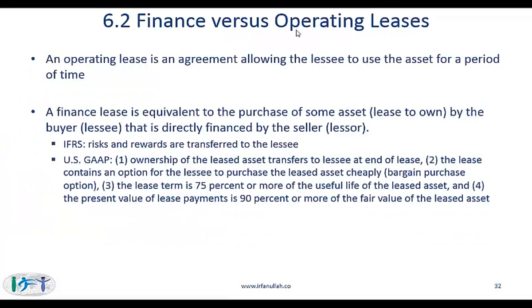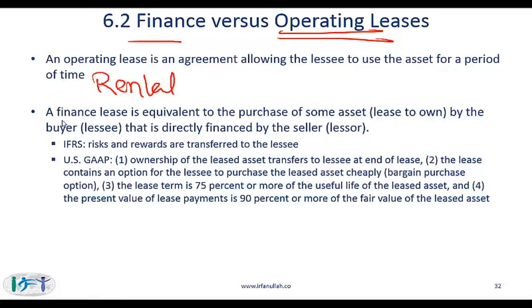I alluded to this kind of lease, which is an operating lease. Broadly speaking, there are two categories of leases: operating leases and finance leases. An operating lease is an agreement allowing the lessee to use the asset for a period of time. This is essentially a rental. One entity is using the machine and then making monthly or quarterly payments.